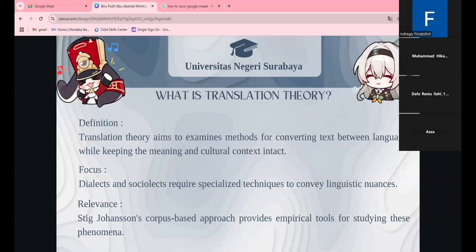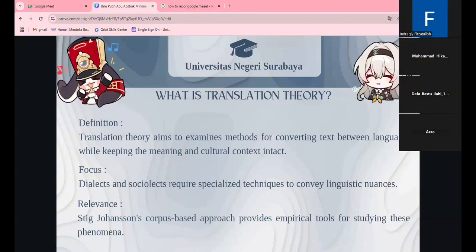Let's begin with a brief overview of translation theory. At its core, translation theory examines how we can convert text from one language to another while maintaining both meaning and cultural context. This becomes particularly challenging when dealing with dialects and sociolects, which carry unique linguistic nuance tied to specific regions or social groups.